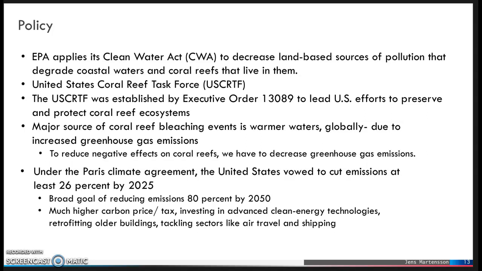And this can be done in several different ways. New, cleaner, advanced energy technologies, putting a higher carbon tax, higher carbon price could reduce fossil fuel use, retrofitting older buildings to be more efficient, and tackling sectors like air travel and shipping. So kind of curating those processes to use less fossil fuels to reduce our greenhouse gas footprint.